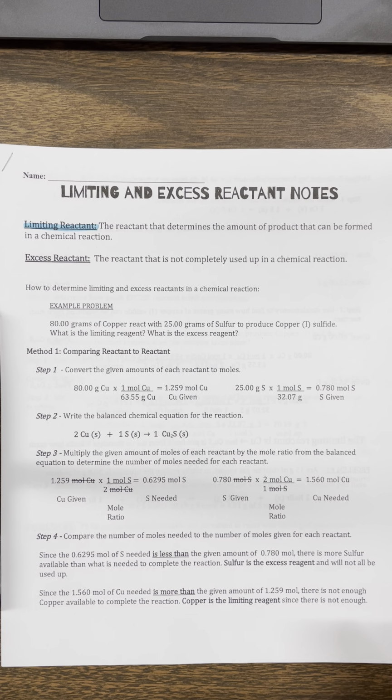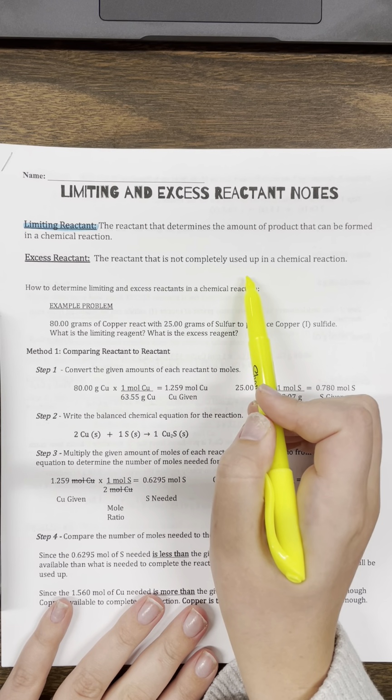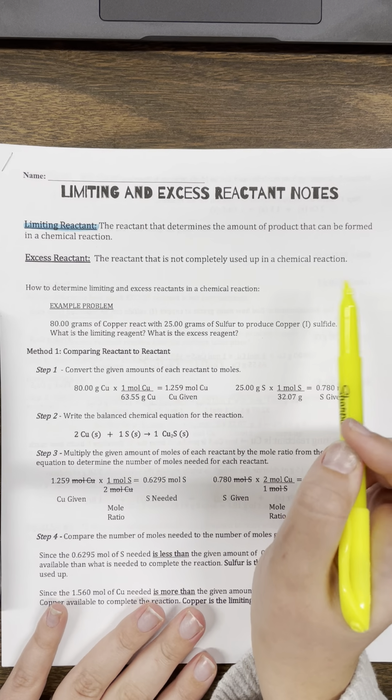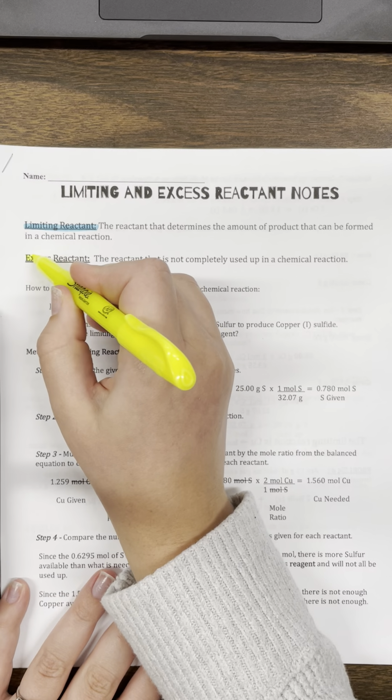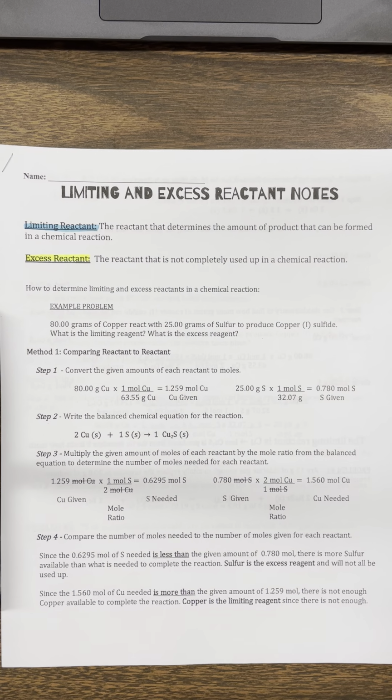On the other hand, you have something called an excess reactant. Excess meaning extra. This is the reactant that is not completely used up in a chemical reaction. So this is what you have left over at the end of a reaction, and we refer to that as excess.